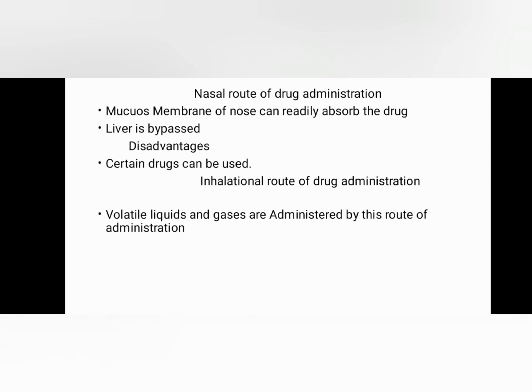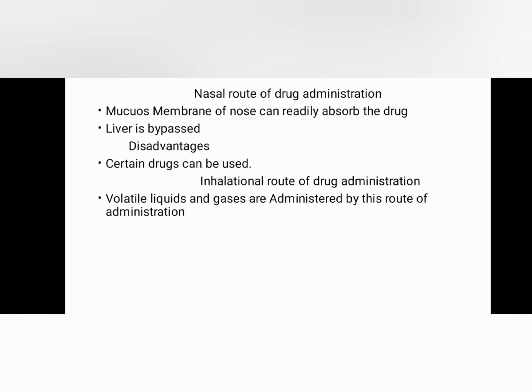Inhalational route of drug administration. Volatile liquids and gases are administered by this route, and absorption takes place from the alveoli of the lungs. The main difference between the nasal route and the inhalational route is that in the nasal route, absorption takes place in the nose from the mucous membrane, and in the inhalational route, absorption takes place from the alveoli in the lungs. It is the fastest route of drug absorption.